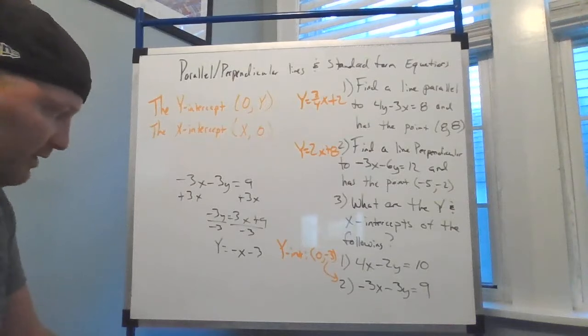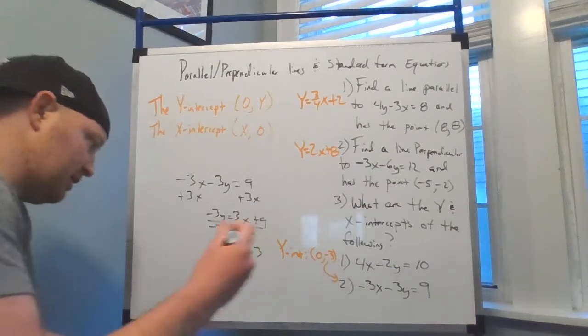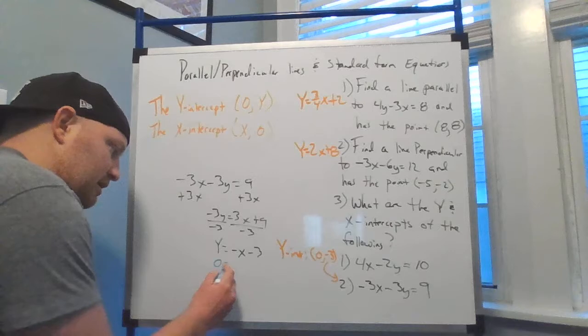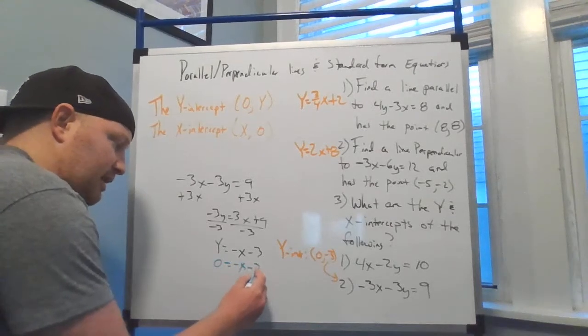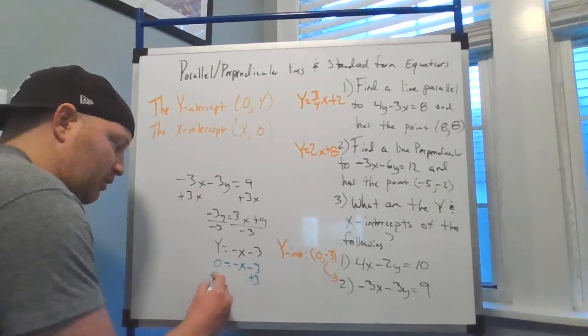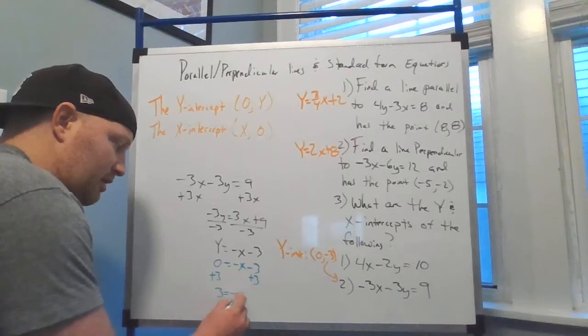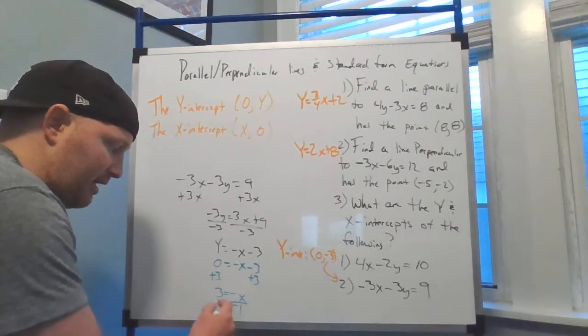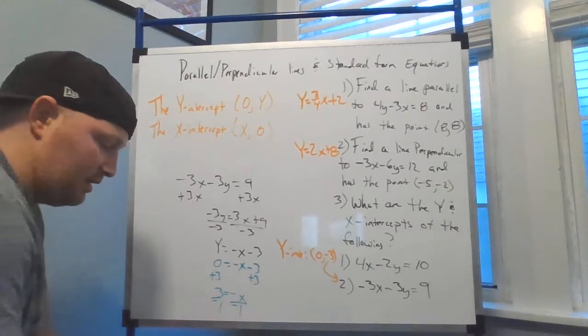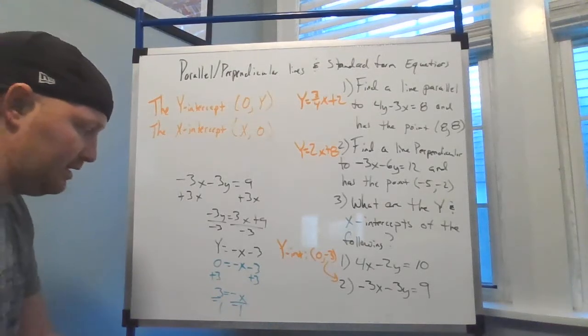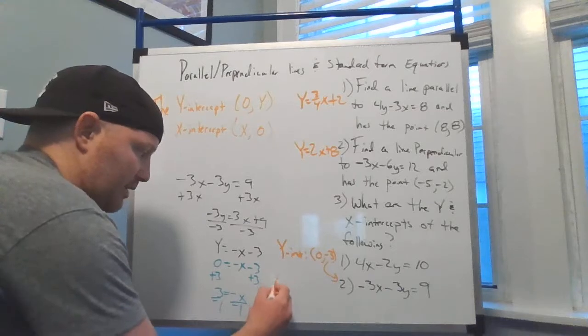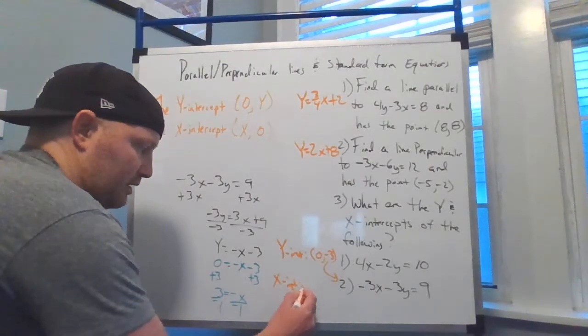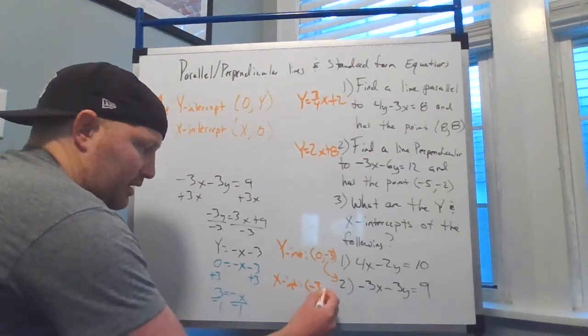And now to solve for the x-intercept, replace y with 0 and solve for x. 0 equals negative x minus 3. Add 3 to both sides. 3 equals negative x. We're not done. I got to solve for x, not negative x. Last, I just divide by negative 1 on both sides. So my x-intercept is negative 3. So my x-intercept is written as (negative 3, 0).